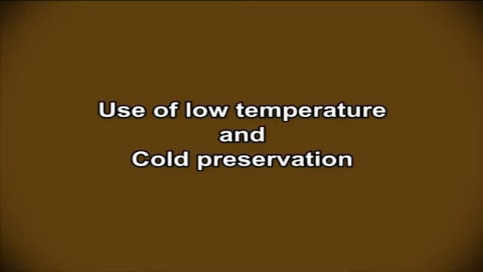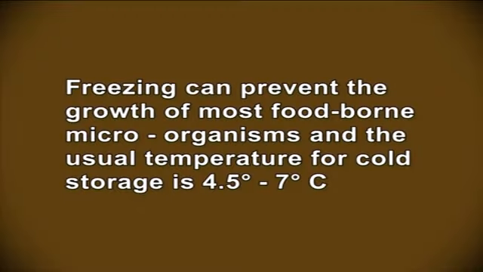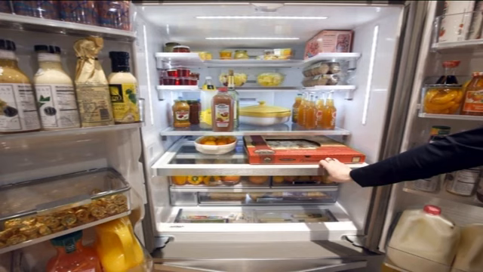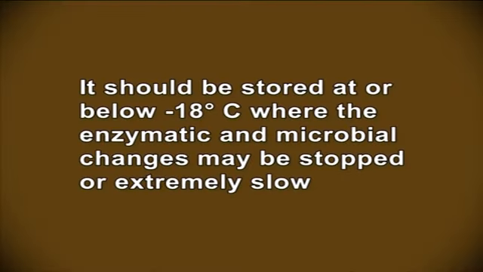Use of low temperature and cold preservation. Low temperature can lower the rate of chemical reaction and the action of enzymes. Generally, freezing can prevent the growth of most foodborne microorganisms, and the usual temperature for cold storage is between 4.5 to 7 degrees Celsius. Refrigeration temperature lowers the growth rate of microorganisms, and chilling can slow down the enzymatic and microbial changes in food. Frozen food should be stored at below minus 18 degrees Celsius, where the enzymatic and microbial changes are stopped or extremely slow.